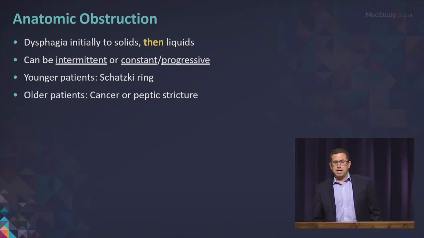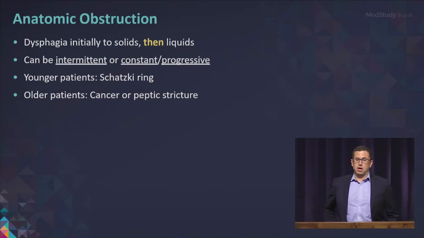With regards to anatomic obstruction, like for example, cancer, strictures, or Schatzki's ring, usually you'll have dysphagia to solids, definitely in the case of a Schatzki's ring, and then liquids afterwards, particularly in the case of a peptic stricture or malignancy. And in younger patients with intermittent symptoms, it would be more of a tip-off that you're dealing with a Schatzki's ring.